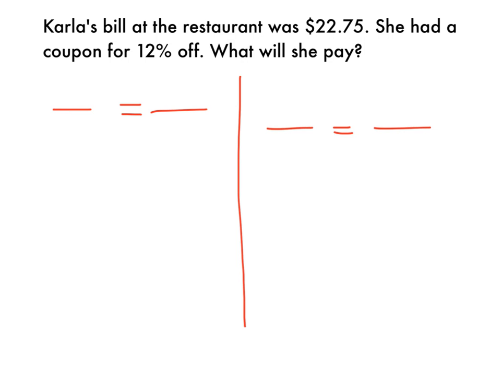Okay, I'm going to do one more. It says Carla's bill at the restaurant was $22.75. She had a coupon for 12% off. I want to know what she's going to pay. All right, so first thing, I'm going to set up a proportion. She's going to get 12% off. Okay, and I'm even going to put that there so I remember. And the percent goes over 100.